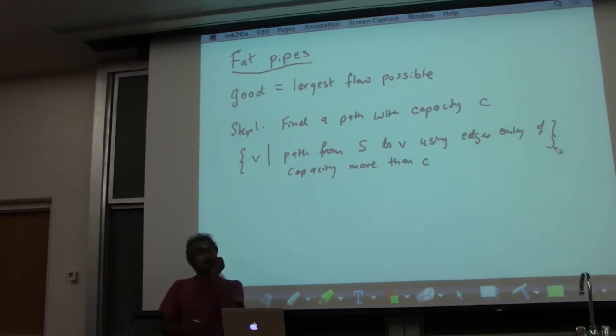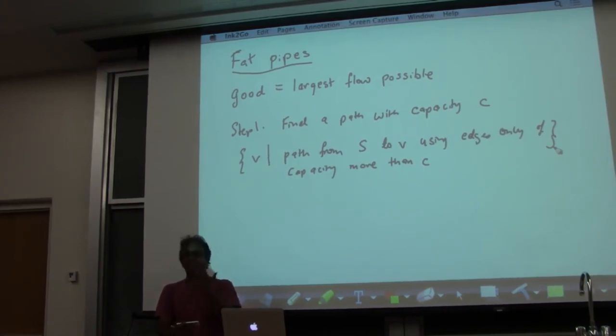Greater than or equal to C? Sorry? Greater than or equal to C? Yes. In fact, its flow, its cut value could be as much as C times E. Well, it's less than or equal to C times E. The cut value is less than C times E. Right? Because each edge coming out has capacity at most C.